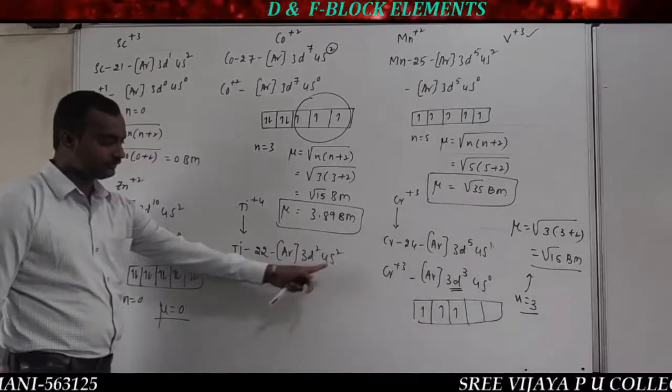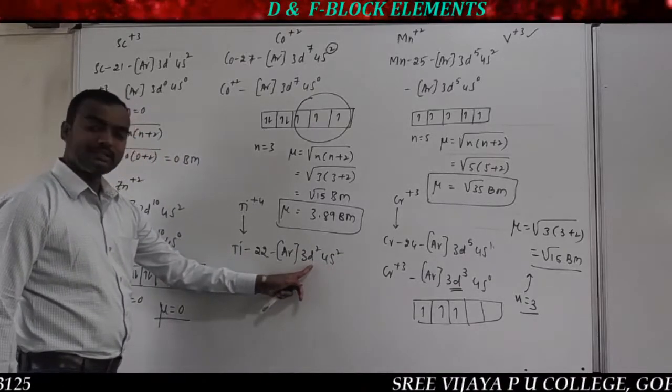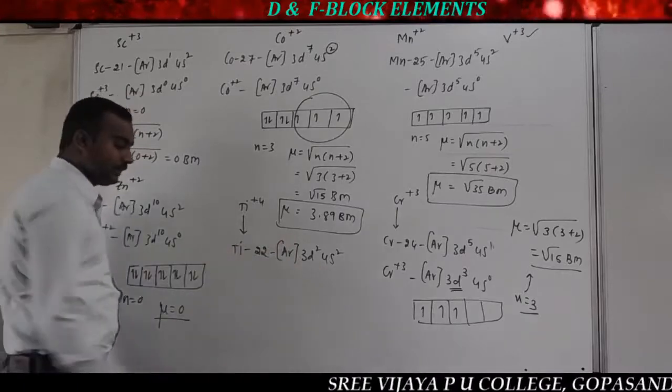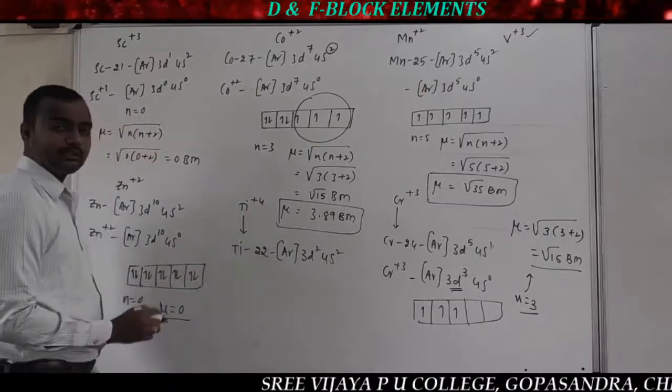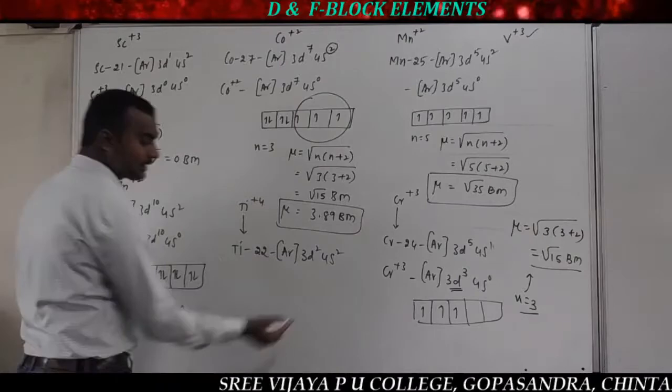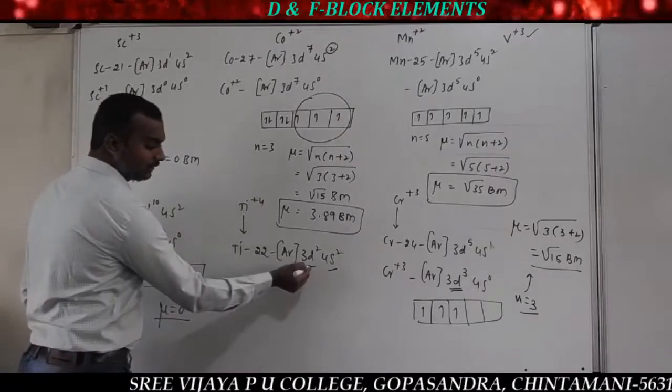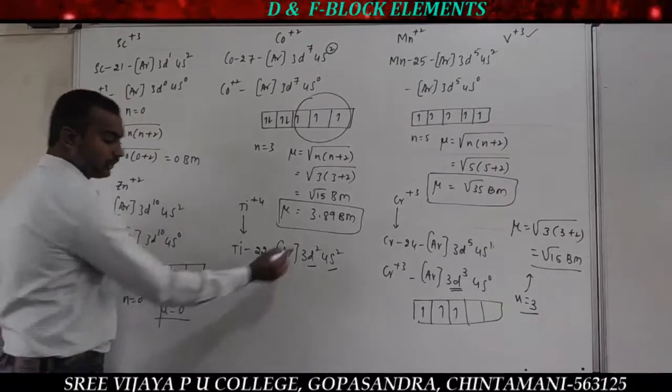Total 22. First fill up 4s, then fill up the remaining electrons in 3d, and argon will be the leading configuration. So for titanium plus 4, you have to remove the 4 electrons. First lose from 4s, and the remaining 2 electrons are lost from 3d. So what remains?